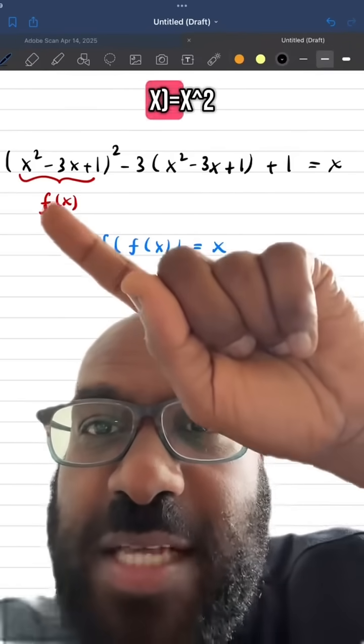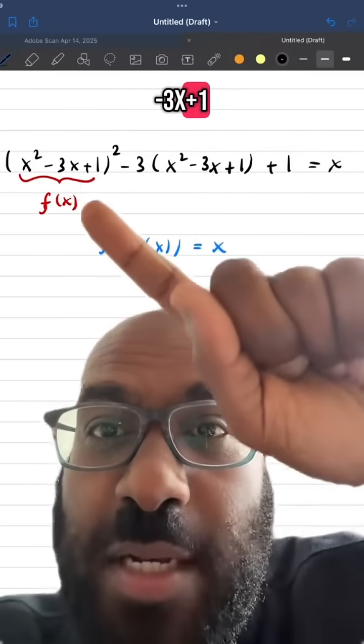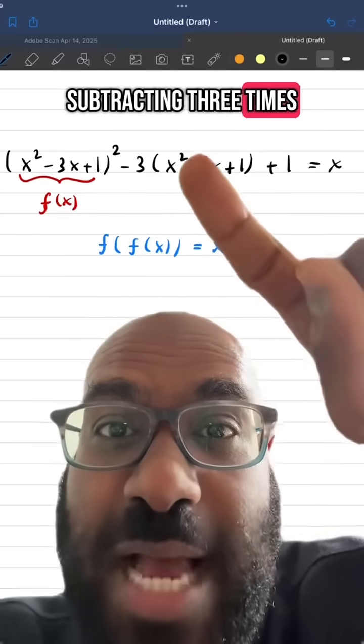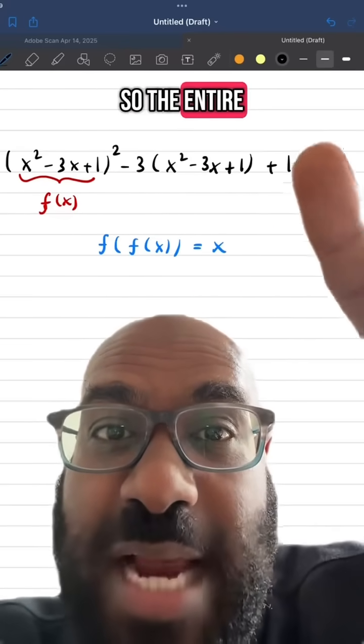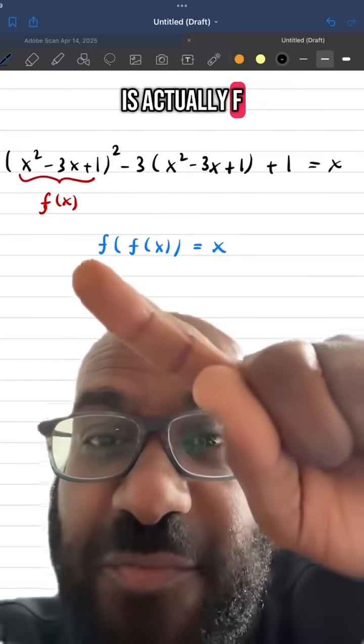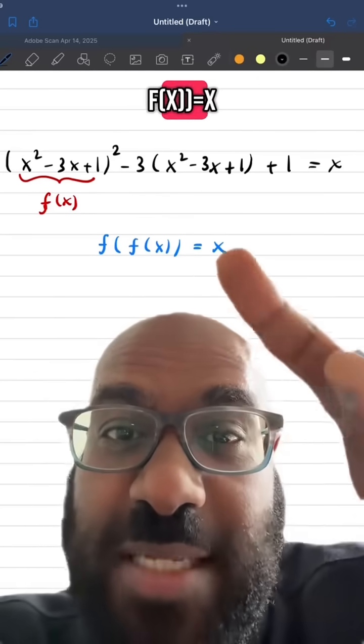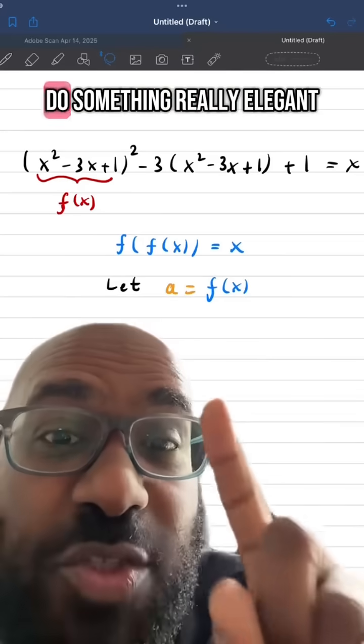If we let f of x be x squared minus 3x plus 1, we notice that we're actually squaring that quantity, subtracting 3 times it, and adding 1. So the entire left-hand side is actually f composed with itself. So we're solving the equation f of x equals x. Now this is going to let us do something really elegant.